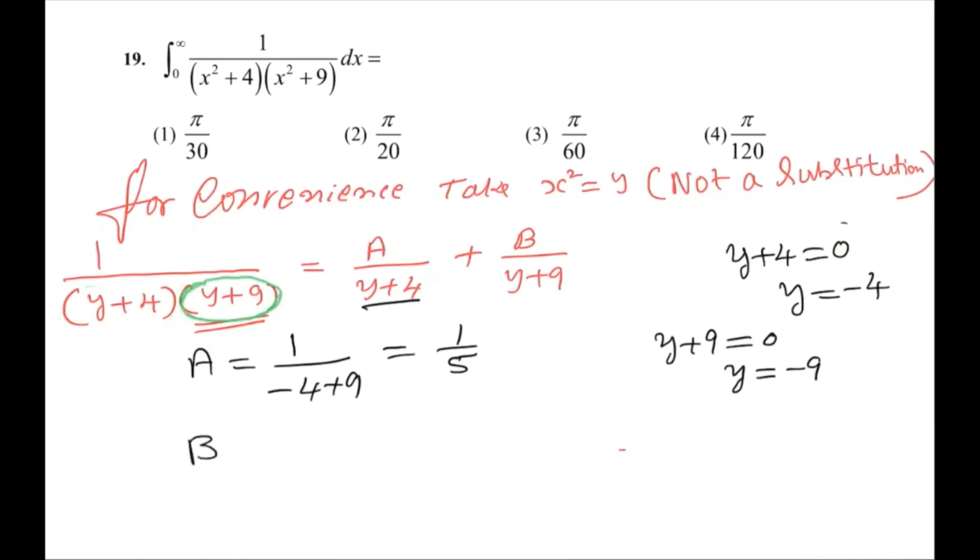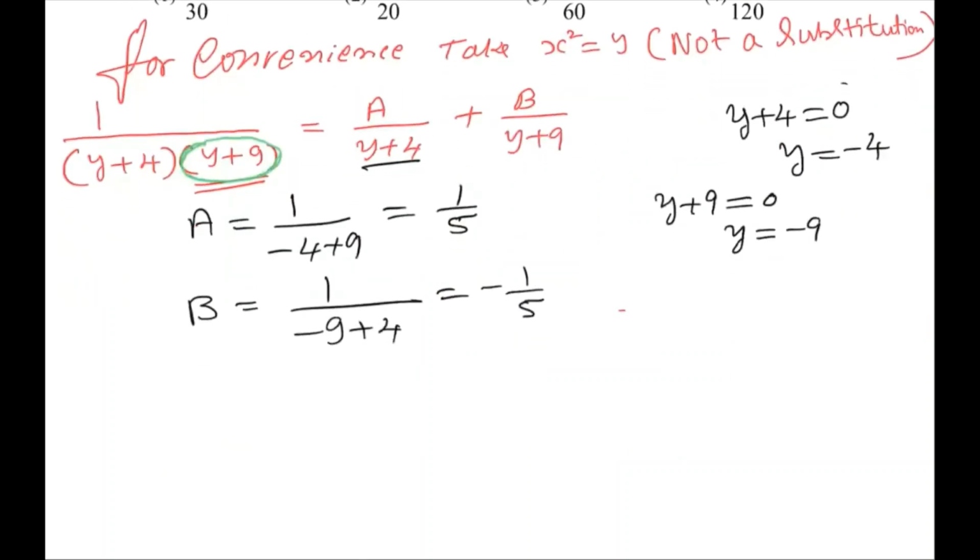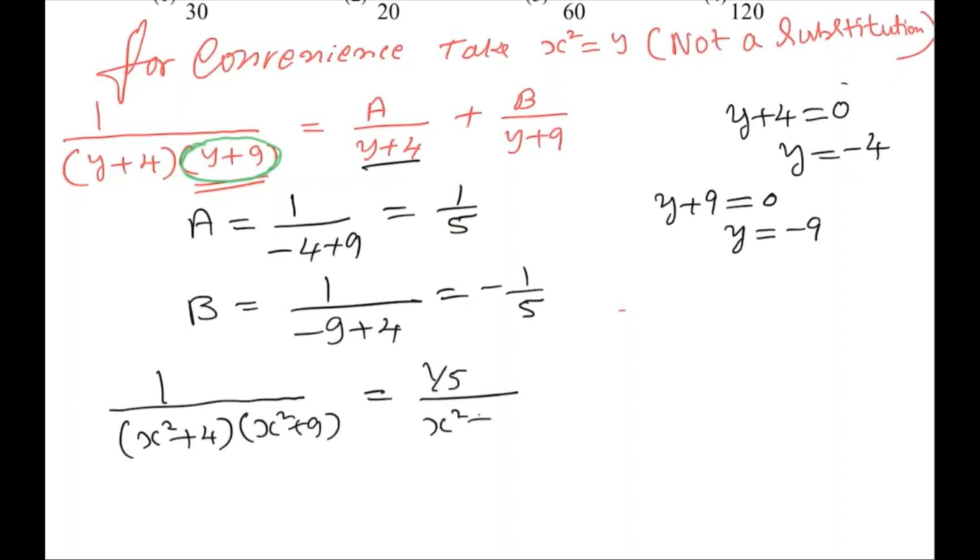Now you get the value of b: 1 upon y plus 4 minus 9 plus 4, that becomes minus 1 by 5. So now we shall write this as 1 upon, in place of y we shall have x square plus 4 into x square plus 9, equal to 1 by 5 upon x square plus 4 plus minus 1 by 5 upon x square plus 9. Now integrating both the sides with respect to x between 0 and infinity.